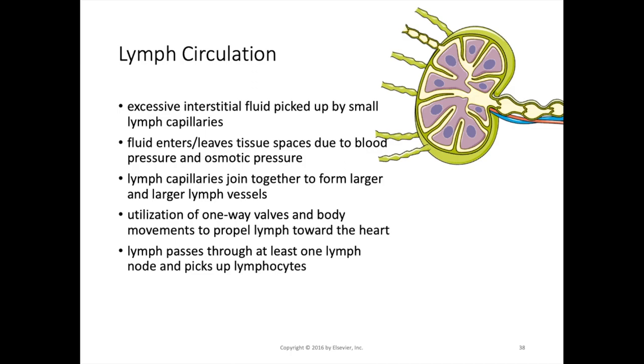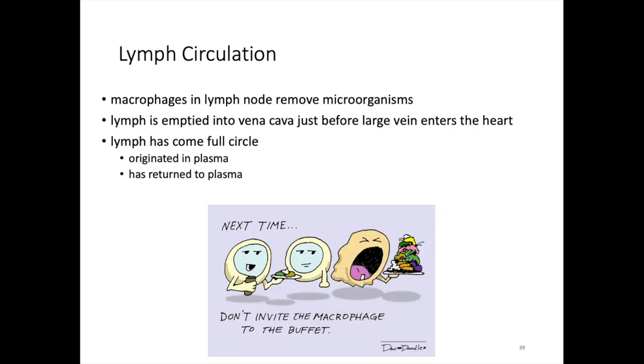Lymph passes through at least one lymph node and picks up lymphocytes while also undergoing filtration. Macrophages in the lymph node remove the microorganisms, so that's the filtration that's happening. Lymph is then emptied into the vena cava just before the large vein enters into the heart.